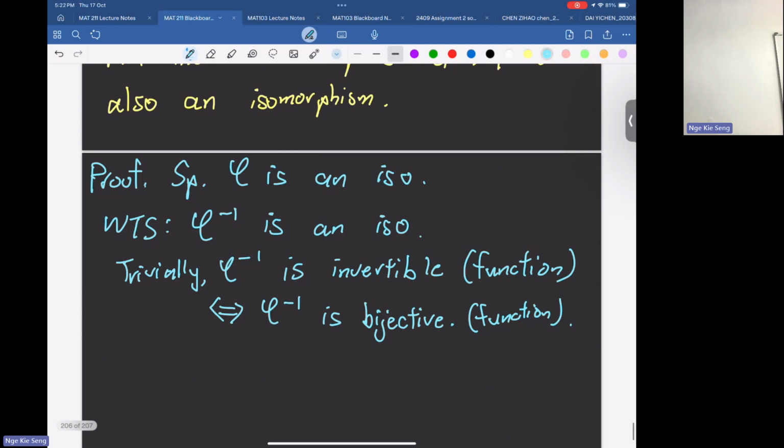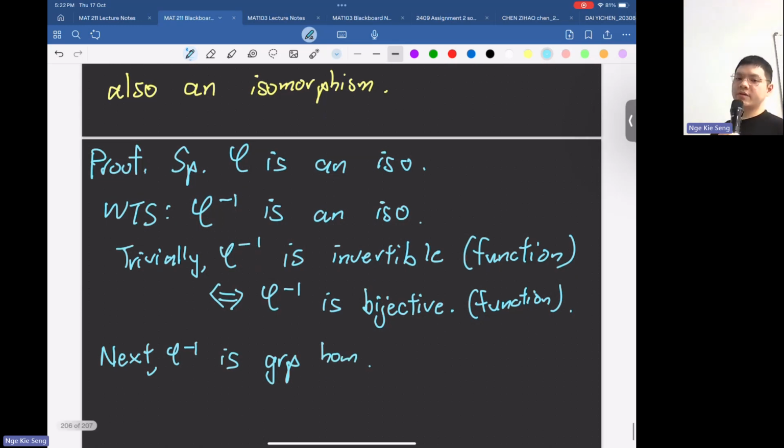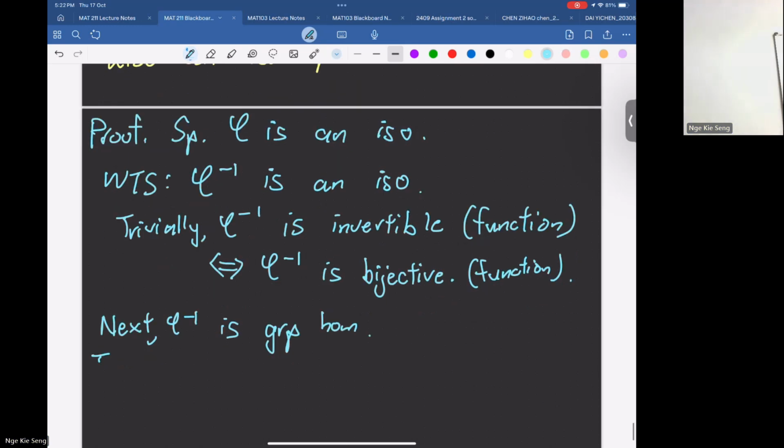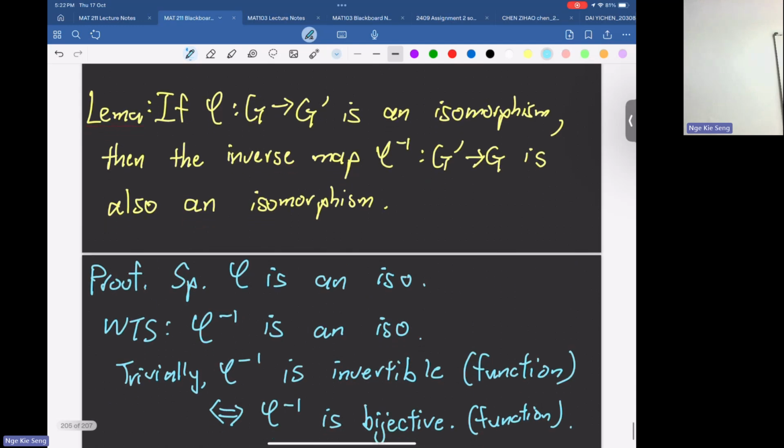The next non-trivial thing to show is that phi inverse is a group homomorphism. To check this, what do you need to check? Phi inverse of AB equals phi inverse of A times phi inverse of B. Where do I take A and B from? What's the domain of phi inverse? G or G prime? G prime, because phi goes from G to G prime, so the inverse goes from G prime to G.